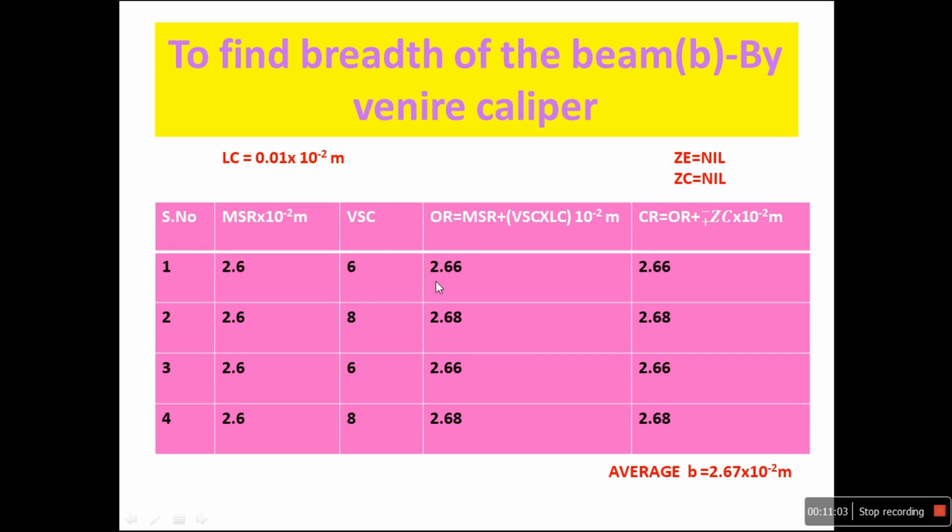By calculating the observed reading we get 2.66. For the second reading, the main scale reading has no change, so put 2.6 everywhere. Here it may change or you get the same reading, nothing wrong. So first I get 6, second 8, 6, 8. So 2.66, 2.68, 2.66, 2.68. Again the same, take the average, and the breadth of the scale comes to 2.67 into 10 power minus 2 meters. So the second part is also over.